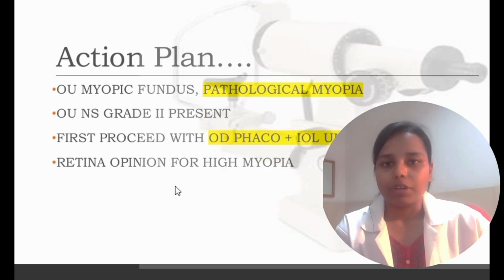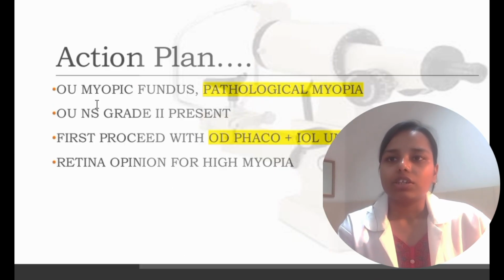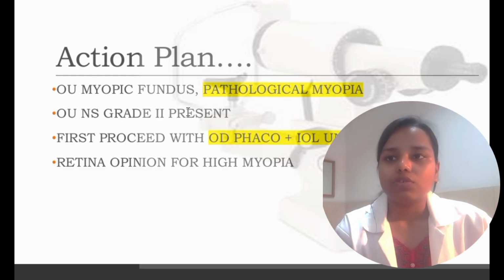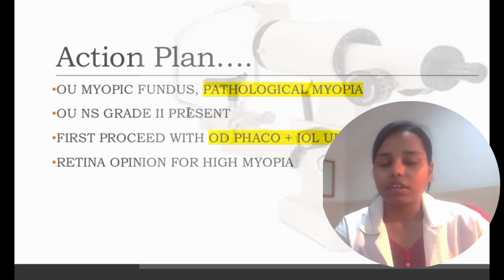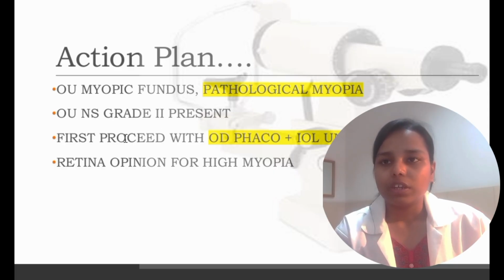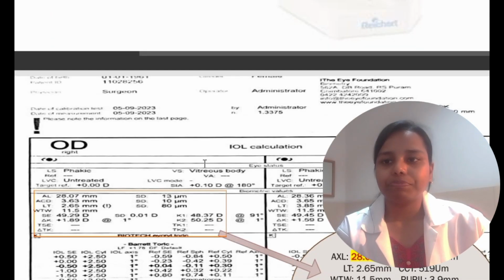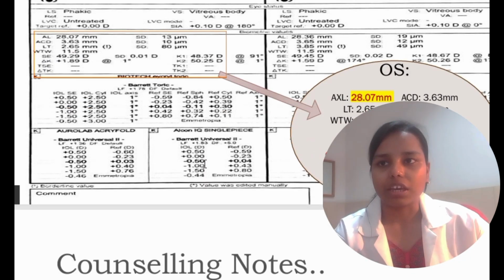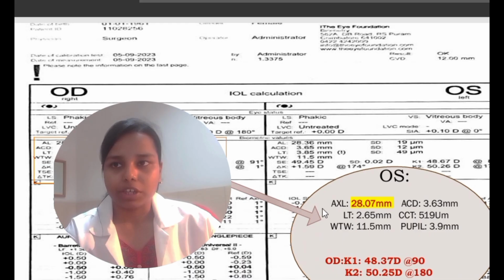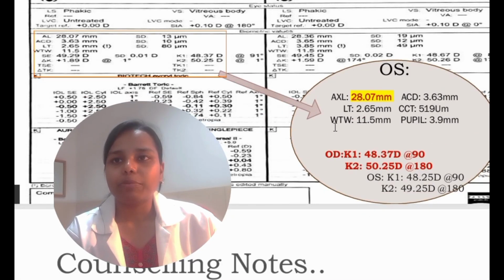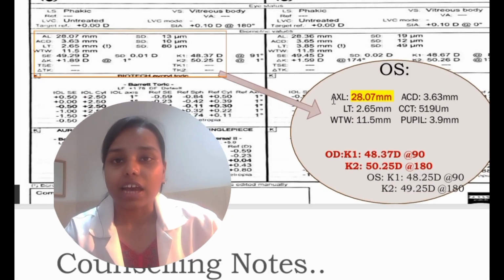Now the action comes. What is the action plan? OU is a myopic fundus, as I told you, pathological myopia, and OU nuclear sclerosis grade 2 is present. First proceed with the right eye, then retina opinion for high myopia. Now comes the main thing, the biometry of the patient. So what is coming in the biometry? Just see here, what is the axial length?